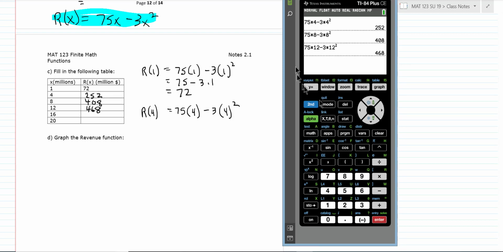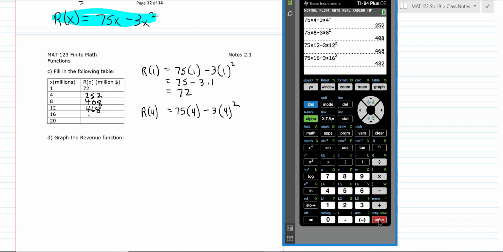And we'll keep going with this. We'll go to 16. So now we're going to go 75 times 16 minus 3 times 16 squared. Okay, so the numbers are starting to go down now. And then we're going to finish up with the 20. So we go 75 times 20 minus 3 times 20 squared. Okay, and that'll give 300. Now what we're going to do is graph this on the graphing calculator and get this set up.